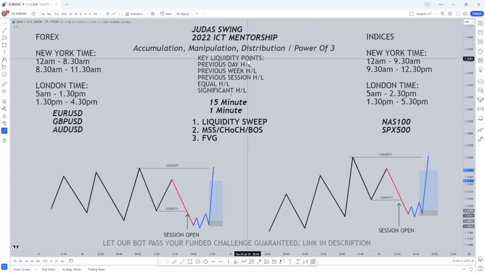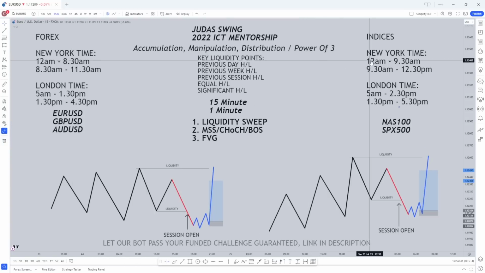The key liquidity points that I want you to know before we start are the previous day highs and lows, week highs and lows, session highs and lows, equal highs and lows, and significant highs and lows. I've said highs and lows because there's no bias on this strategy. However, if you do have a bias, that's obviously confluence, but you don't need a bias. You want the main liquidity to be swept, and then you're going to look for entries.